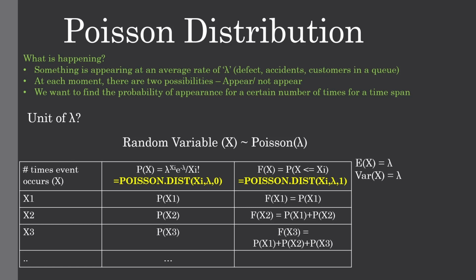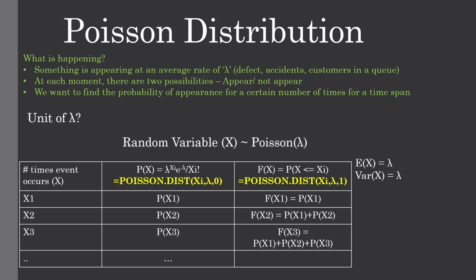Welcome, friends. This is the fifth video of the business statistics course, and we were in module 2. In the previous video, we discussed binomial distribution, and in today's video, we are going to discuss Poisson distribution.